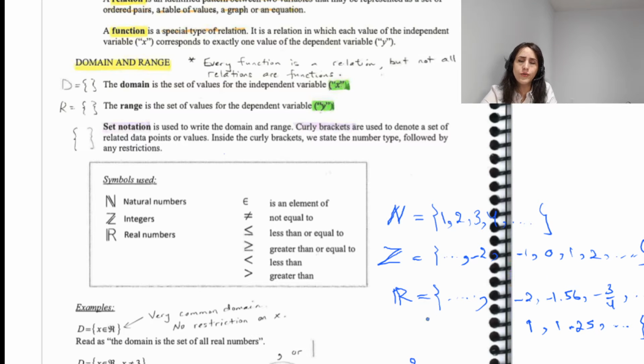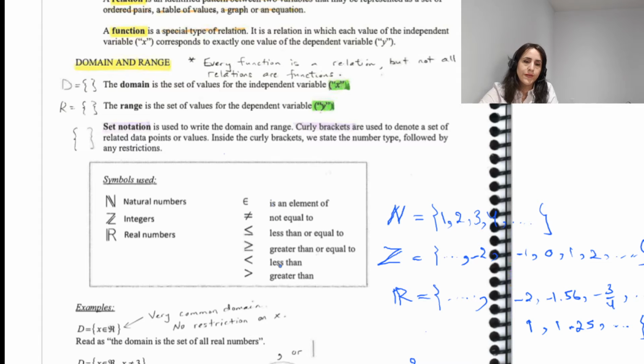How about R, or real numbers? R includes all of the numbers that you can think of: negative, positive, decimal, fraction, radical, whatever you can think of. All of them are in R, the real numbers. It is not mandatory again, but most of the time, the common one that we use for domain and range is the real numbers.